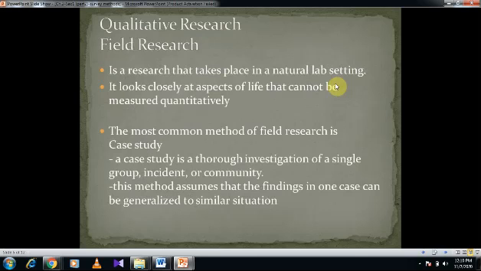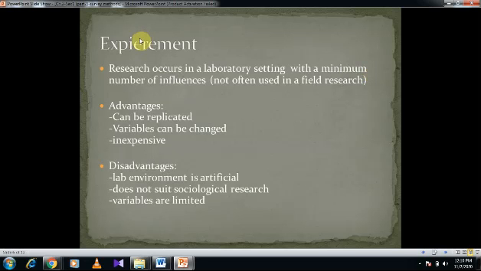Now, to the second type of research, which is qualitative, related on quality, not quantity, that has more words, feelings, and descriptions. The only type that you need to know is field research. Field research is a research that takes place in a natural lab setting. How is this related to an experiment? They are the same. They're both experiments. So field research and experiment, they're both experiments.